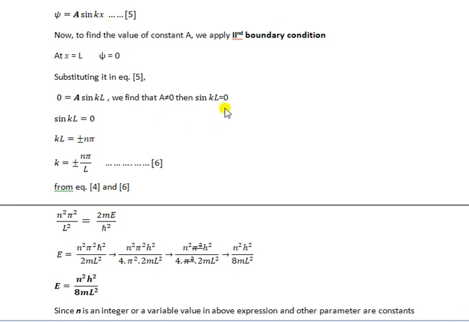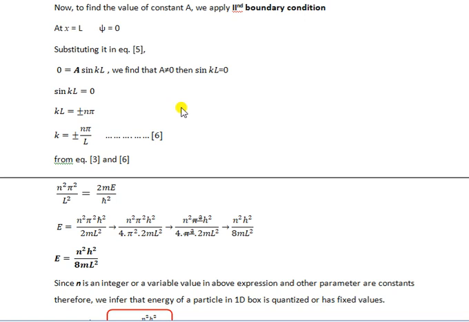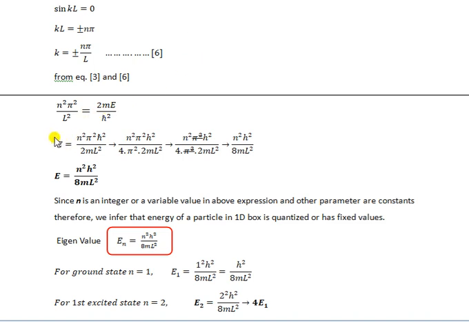It means sin kL equal to 0. When sin kL equal to 0, kL equal to plus minus n pi and k equal to plus minus n pi by L. In equation 3, we have calculated the value of k square equal to 2mE upon h cross square, while in equation 6 k equal to plus minus n pi by L. So we put the value of k from equation 6 into equation 3. Then it becomes n square pi square upon L square equal to 2mE upon h cross square.